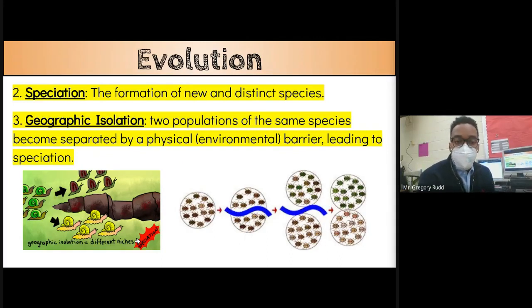Speciation is the formation of a new and distinct species. And then one of the causes of speciation is called geographic isolation. Geographic isolation is exactly what it sounds like. When two populations of the same species literally get separated and they become isolated from one another.